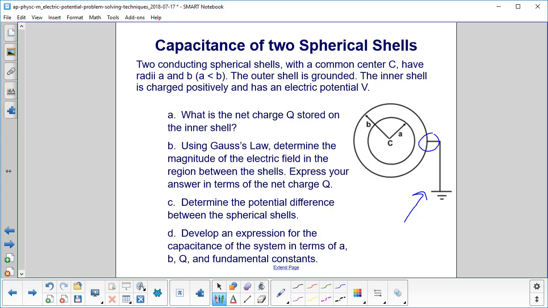A. What is the net charge stored on the inner shell? Using Gauss's law, determine the magnitude of the electric field in the region between the shells. Determine the potential difference between the spherical shells. Then develop an expression for the capacitance of the system in terms of A, B, Q, and fundamental constants.